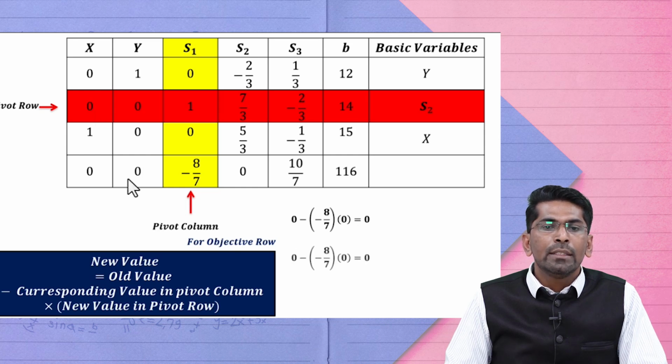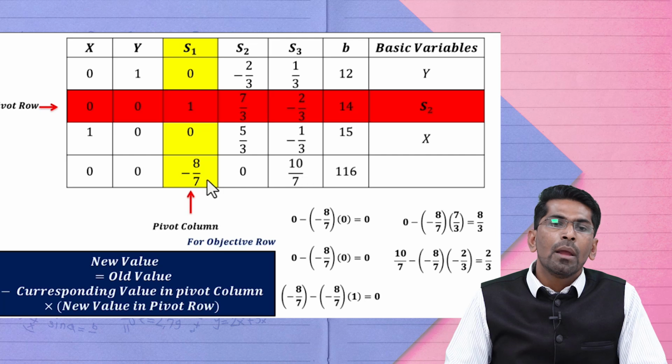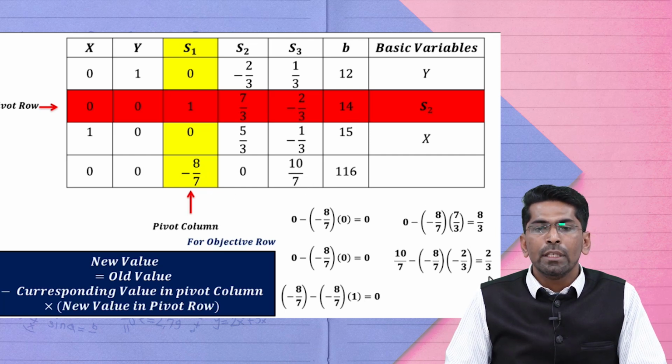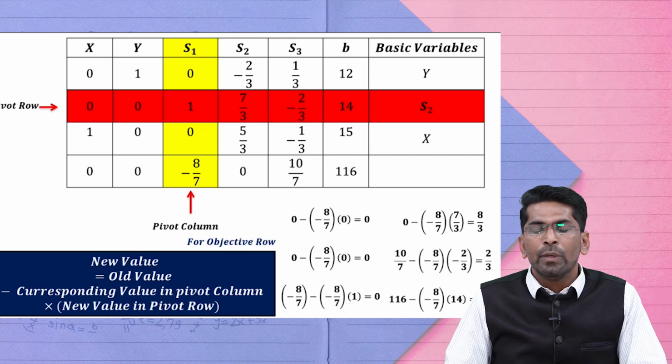Similarly, the second one, that is 0 minus 8 by 7 into 0, which again comes out to 0. Then 0 minus 8 by 7 into 1. It will become again 0. Then 0 minus 8 by 7 into 7 by 3, which is equal to 8 by 3. Next one is 10 by 7 minus 8 by 7 into minus 2 by 3, which is equal to 2 by 3. Then the last one, that is 116 minus 8 by 7 into 14, which is equal to 132.